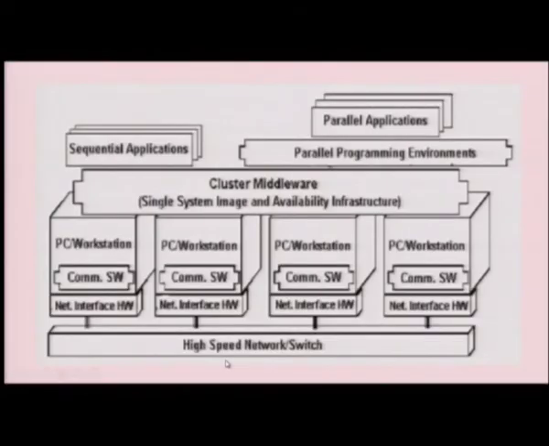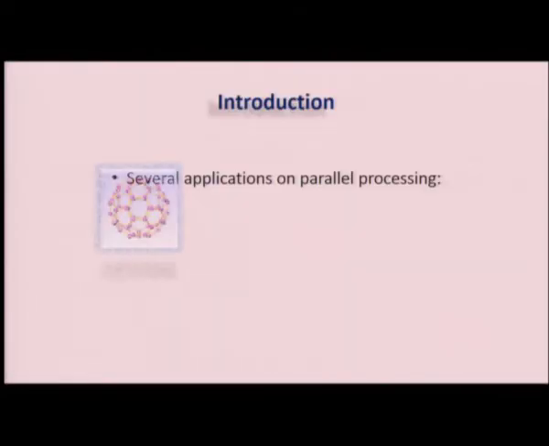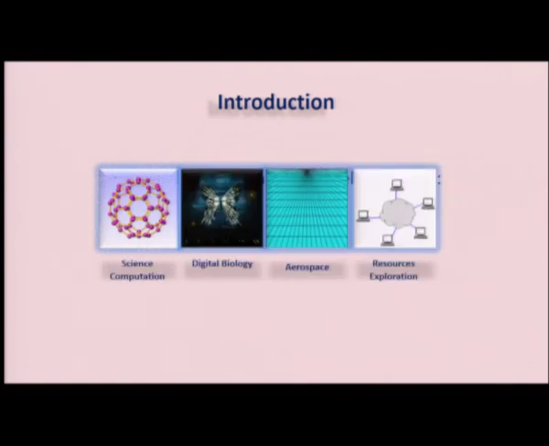We talk about accuracy, we talk about precision, we talk about checkpointing, cross checking at regular intervals. So, these are all the simple disciplines in computing which is necessary. High speed network switches, as I said, today we have software defined networks. There are several applications: science computation, digital biology, aerospace, resources. Without this clustering, without all these ideas, aerospace would not have come this far.